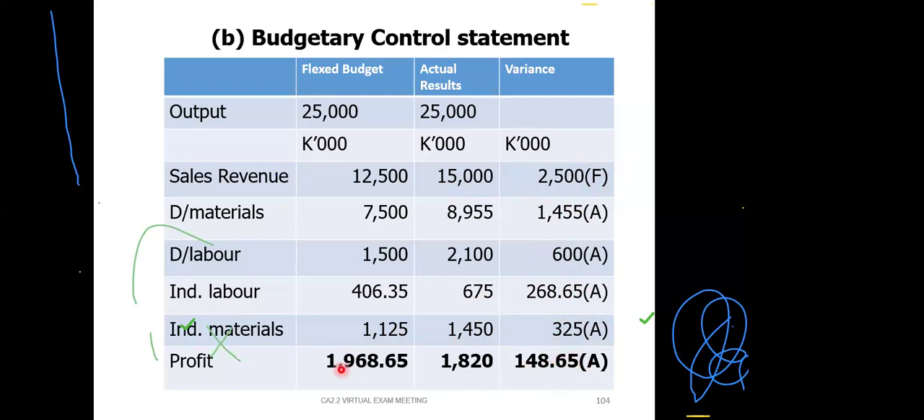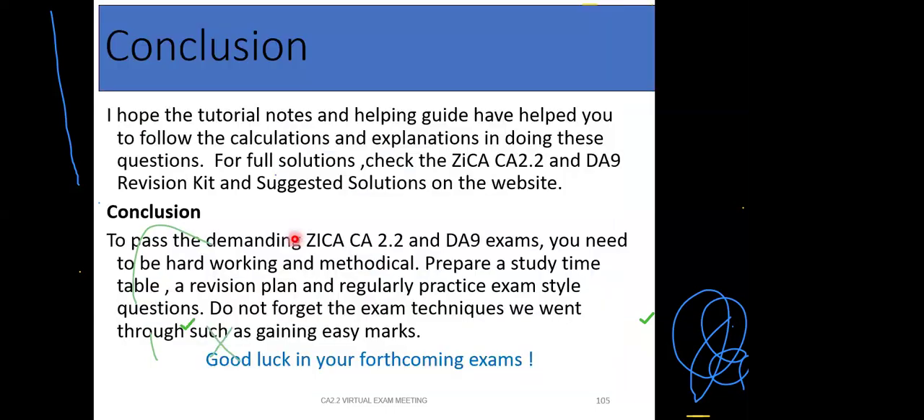You should have raised 1968.65 profit at that level of activity, 25,000 output, but you only raised 1,820, or in full, 1,820. So you were short by 148.65. Adverse. So you performed badly there. So that's how you go about doing flexible budgeting questions.